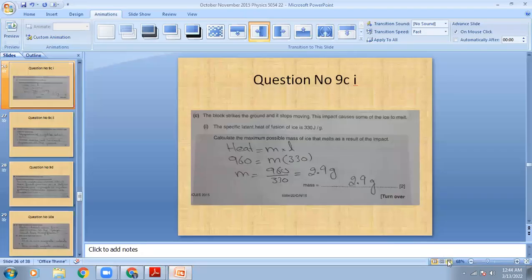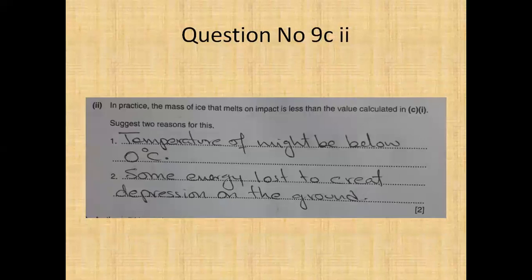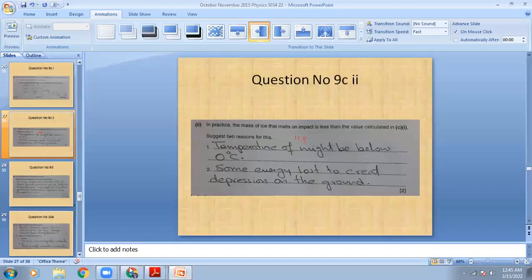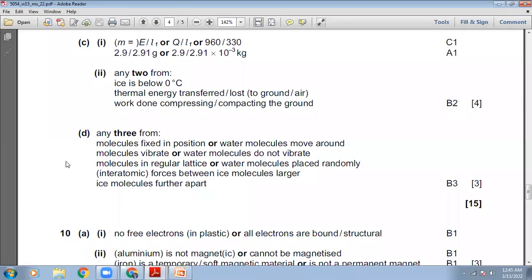So let me show you my written answer. Here we go. The temperature of the ice, I forgot to write here the word ice. Here we have to write the word ice. The temperature of the ice might be below 0 degrees centigrade. Some energy lost to create depression on the ground. So that is our answer. Okay, let's have a look at the marking scheme.